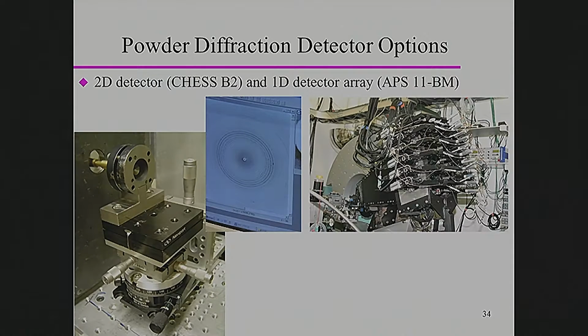What do these things look like? Here's an example of a 2D detection setup. This is the diamond anvil cell that we used, and then you have an image plate mounted right over here on which you collect your pattern. This is a setup at 11-BM, where you have these 12 detectors with single crystal analyzers in front of them, and that's how you collect your data.